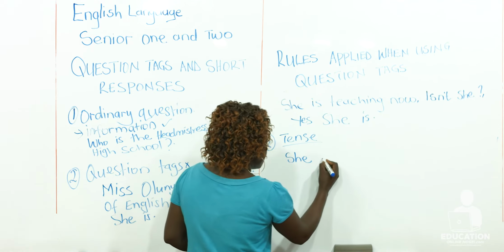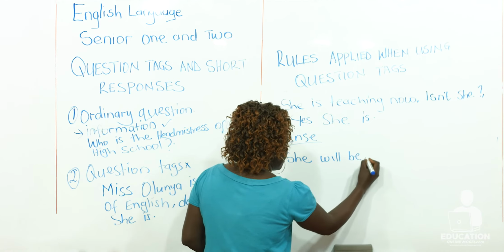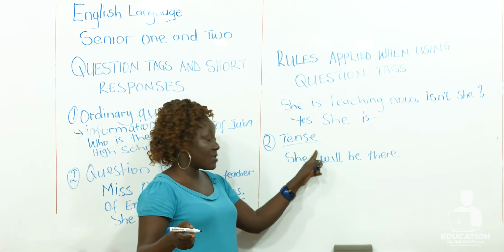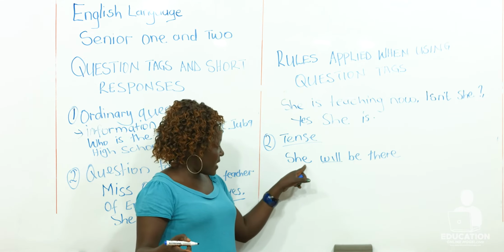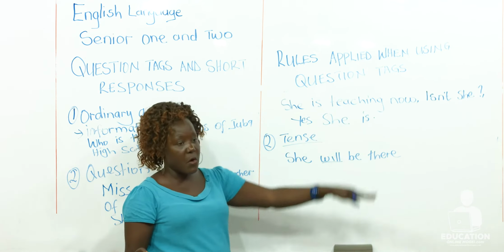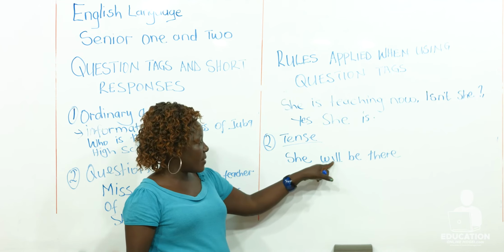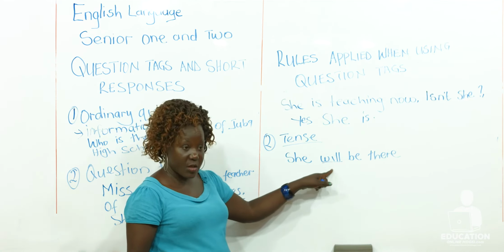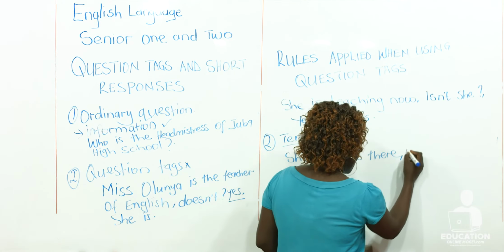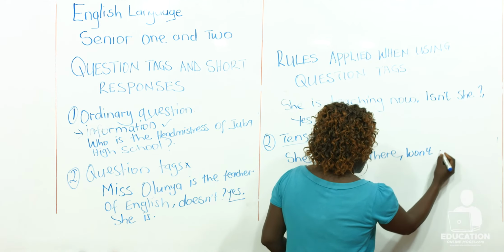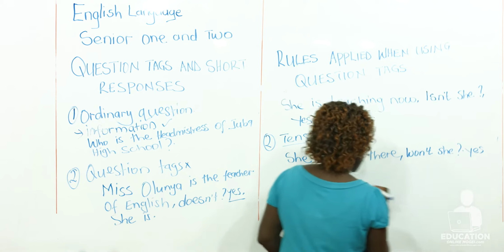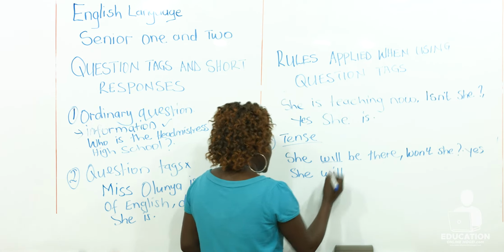She will be there. Now this word will is the future form. It is not past, not progressive, not present. It is in future. Will shows something which will happen in the future. Now your tag must also be in the future form. Look for the negative of the word will, which will be won't. Now you will come here and say, instead of saying will she not, you will say won't she? Then you come here and put the response. Yes, she will.